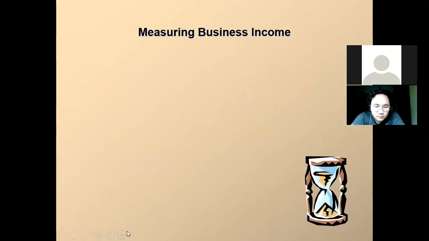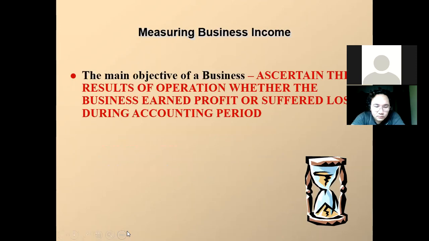Okay? Measuring business income. The main objective of this, of course, is to ascertain whether the business has profit or they suffered a loss during the accounting period. Why? Because your main target is to earn a profit. Of course, dapat your accounts should be properly valued. Hindi pwedeng understated, hindi pwedeng overstated. Why? Kasi hindi kayo gumawa ng adjustment.